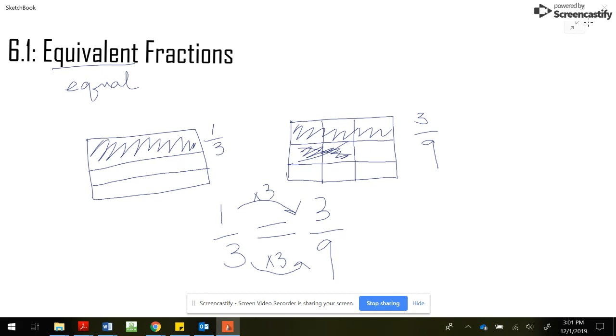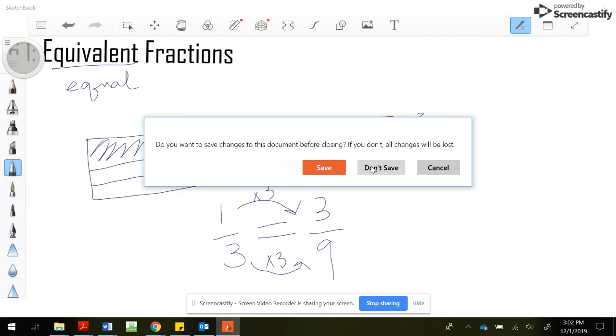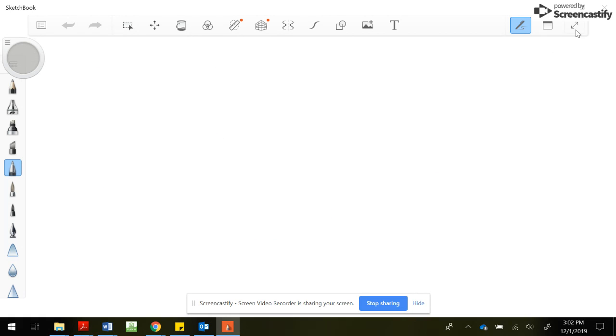Let's look at an example where it may not be equivalent. So let's say we have 2/4 and 3/12. I could draw out 2/4 and I could draw out 3/12. That might take a while.